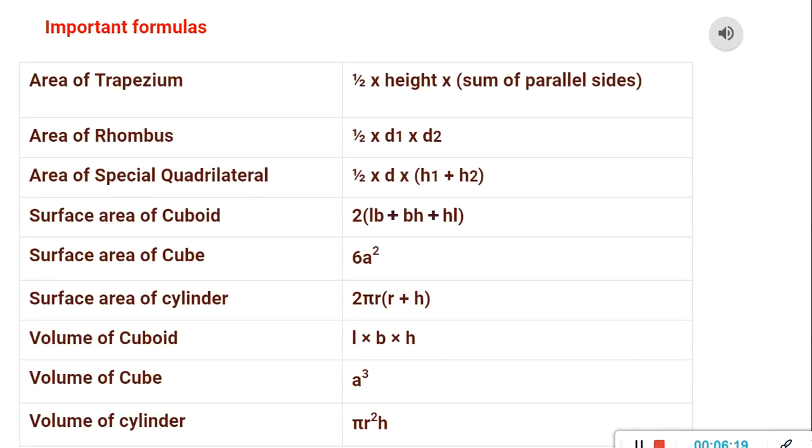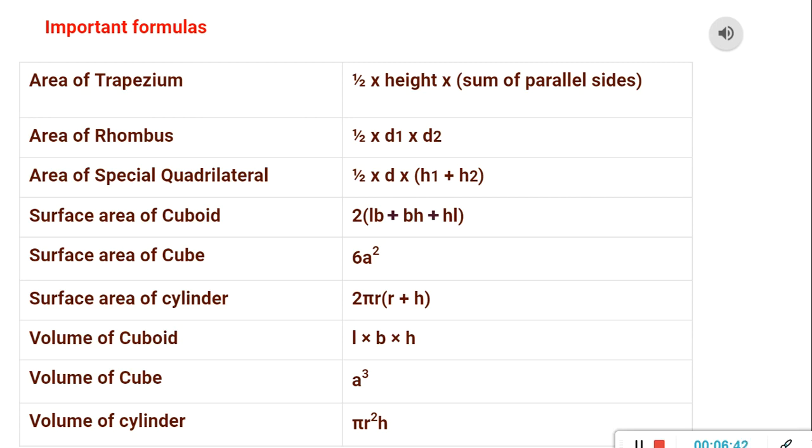In this slide, you can see the important formulas related with our chapter. That is area of trapezium. Already we have done half into height into sum of parallel sides. Area of rhombus half into d1 into d2. Area of special quadrilateral, that is half into d into h1 plus h2. Surface area of cuboid 2 into length breadth plus breadth height plus height length. Okay. Now surface area of cube 6a square.